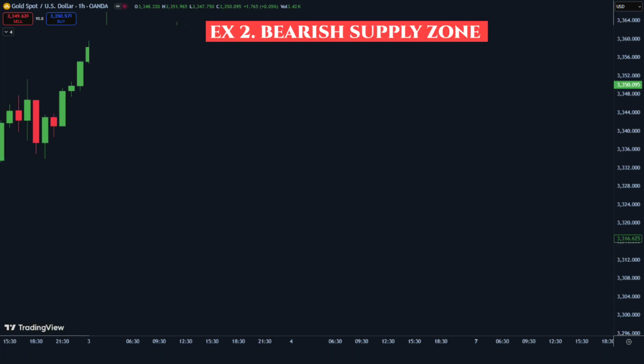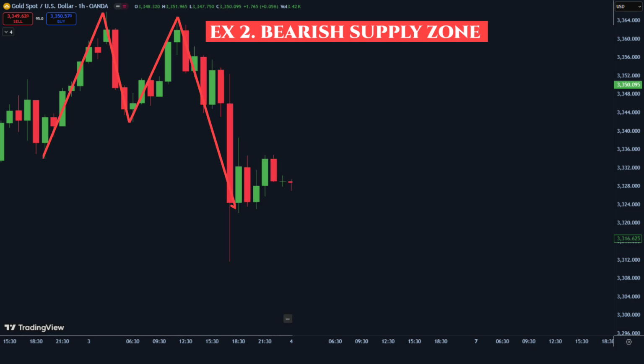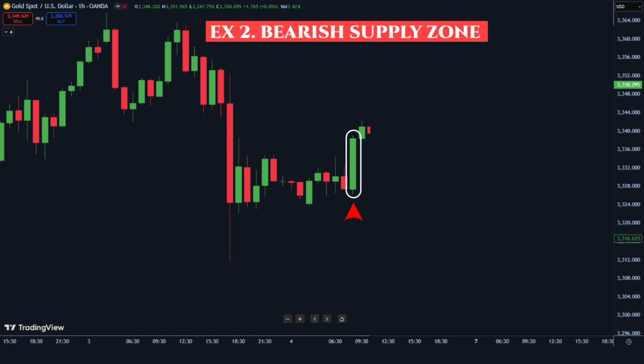Example 2. Bearish supply zone. Price is in a clear downtrend on the 1-hour chart. It makes lower lows and lower highs. Suddenly, there's a pullback with a strong green candle.